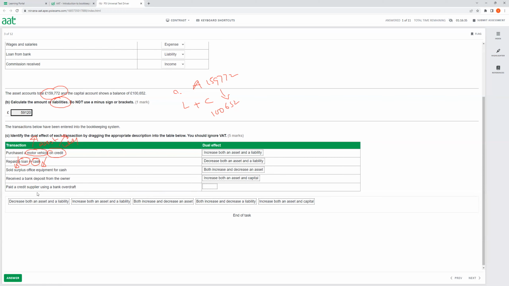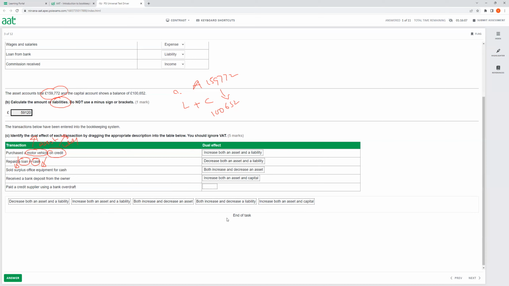Paid a credit supplier using a bank overdraft. Bank overdraft is a liability. So if you pay a credit supplier by using the overdraft, you are paying the supplier, so your liability will be reduced because your supplier is your liability. One liability will be reduced, but you are paying by using the bank overdraft. That means your other liability will increase. So liability will both increase and decrease.